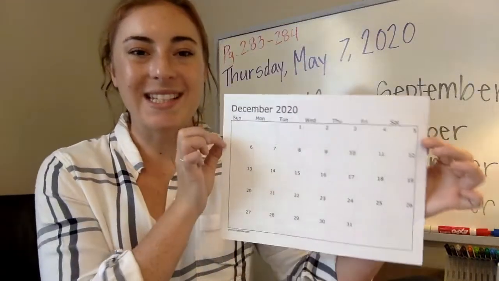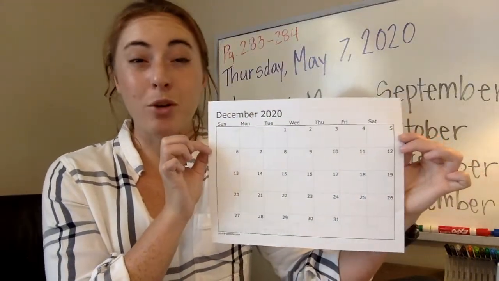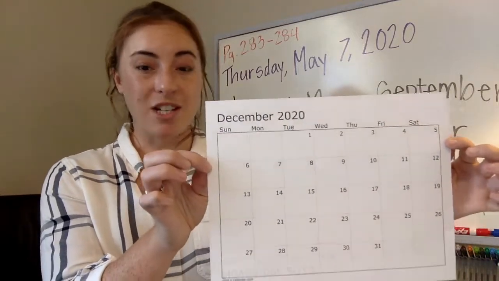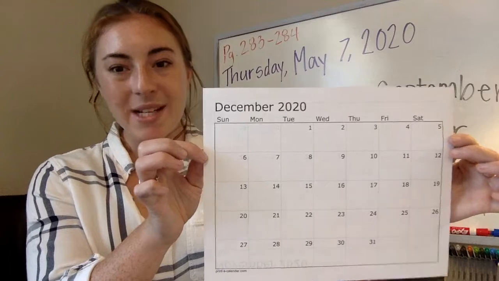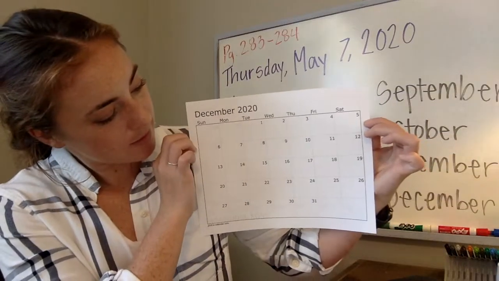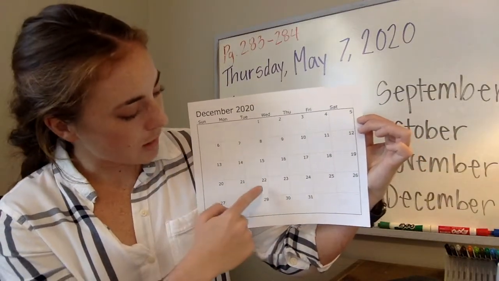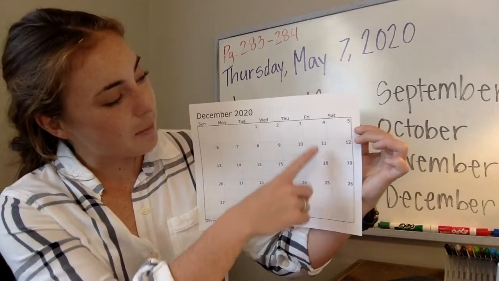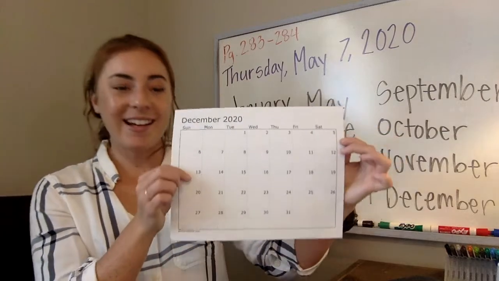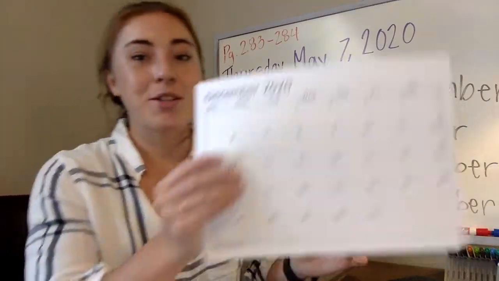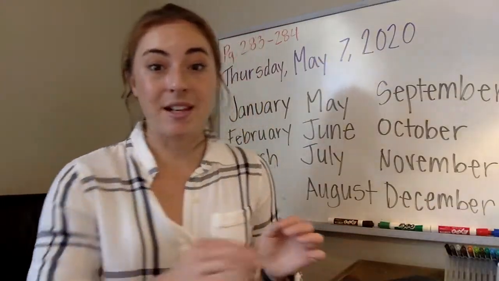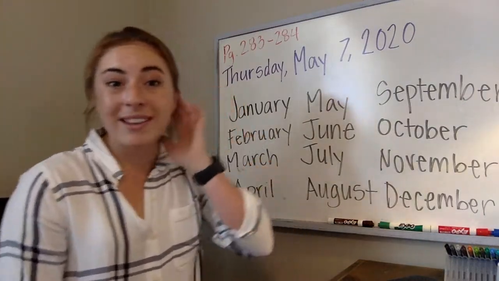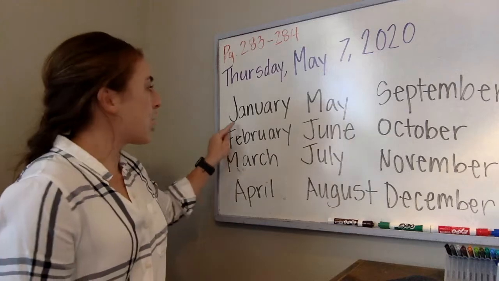What day of the week does Christmas come on? And remember, Christmas is the 25th. Can you find Christmas on our December calendar? What day of the week? 21, 22, 23, 24. Here's the 25th, and the 25th comes on a Friday. Good job. So we just went over the months of the year, and I wrote them on my whiteboard. So will you echo the names of the months with me?